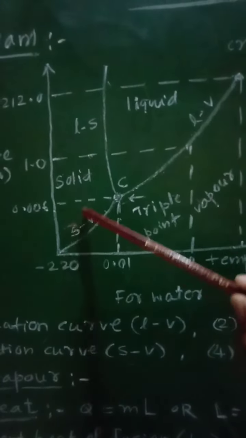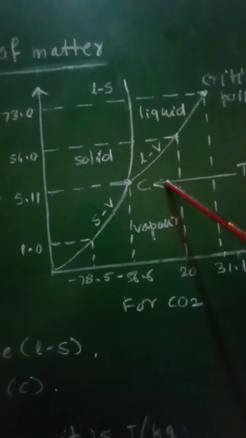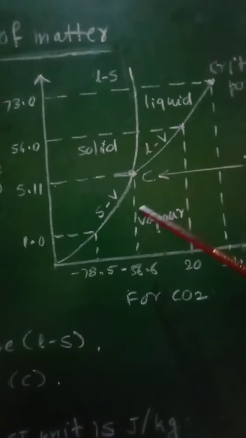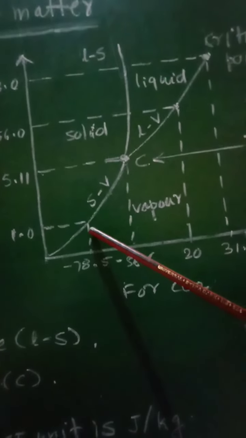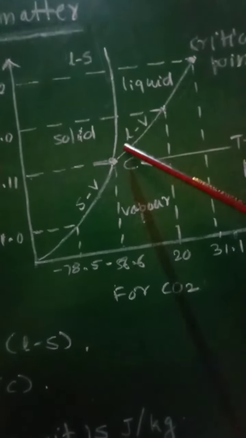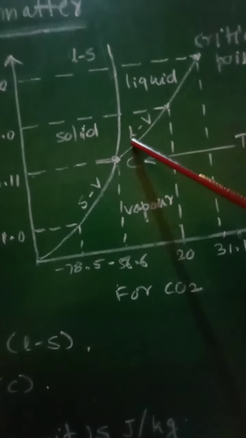Similarly, if we plot the graph of pressure in terms of atmosphere against the temperature in terms of degree Celsius, the nature of the phase diagram is as shown for dry ice. This curve again up to point C represents the SV curve, the sublimation curve. The next curve represents the LV curve, the vaporization curve. The third curve represents the LS curve, the fusion curve.